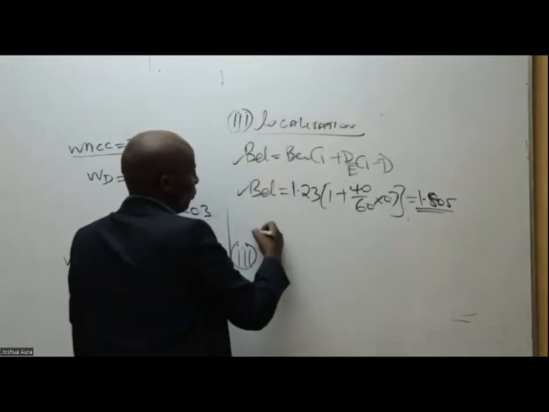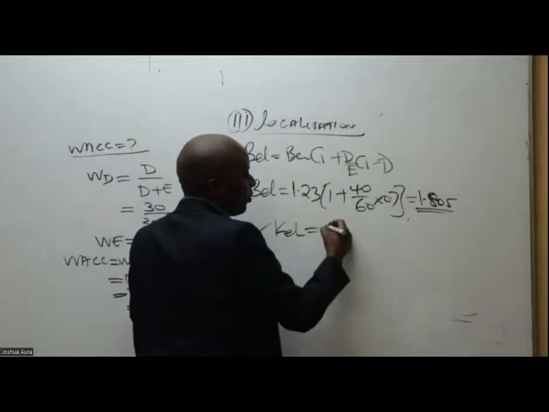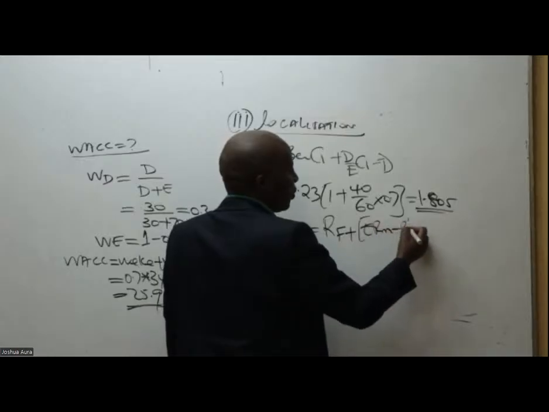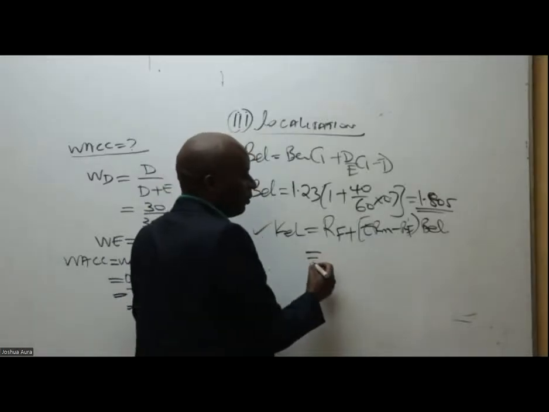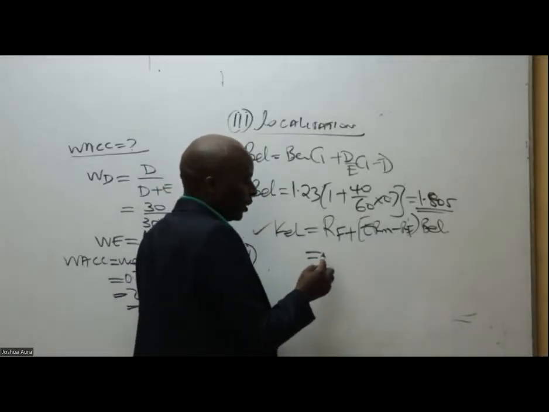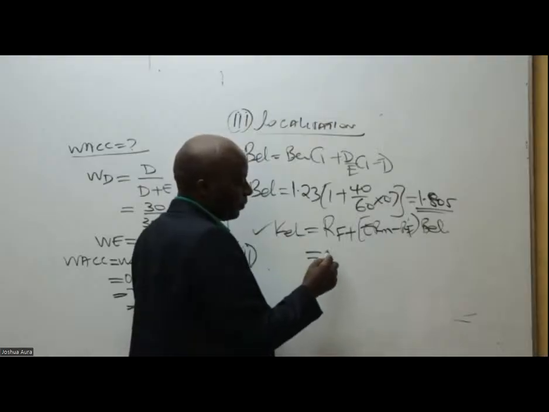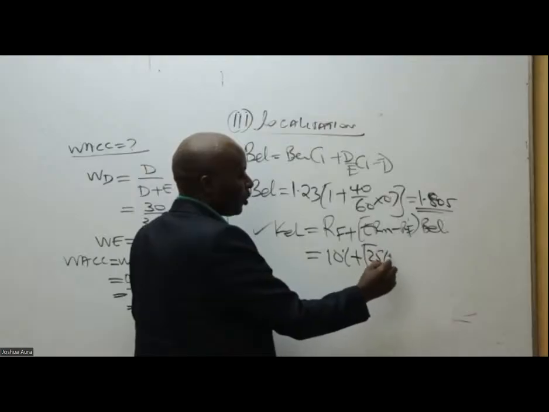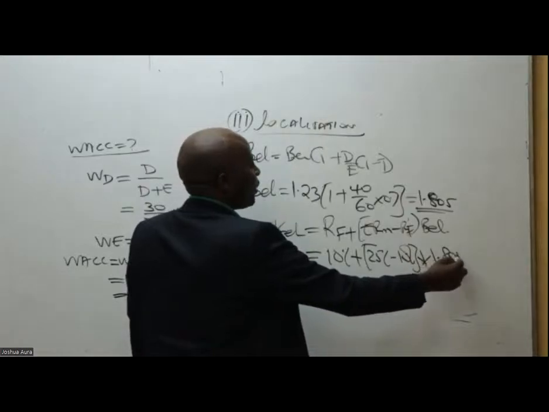The next thing is the CAL for the organization. I'm using CAPM. It is risk-free plus returns of the market minus risk-free multiplied by the BEL of the organization. Risk-free is what percentage? Risk-free is 10. Market returns, if my memory serves me well, was 25, minus 10, multiplied by the BEL that we have here, which is 1.805.